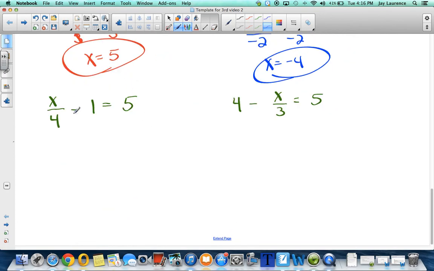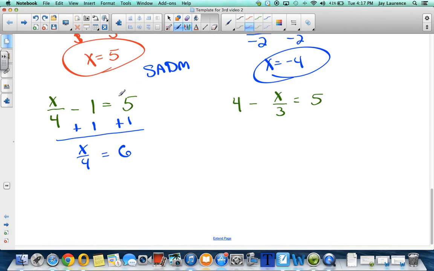All right, here I have a 4 attached by division, right? A fraction bar means division. I hope you realize that. And a 1 attached by subtraction. Well, according to SADMEP, I will undo subtraction before I undo division. So how do I undo subtraction? I use the inverse operation. And so now I have x over 4 equals 6.